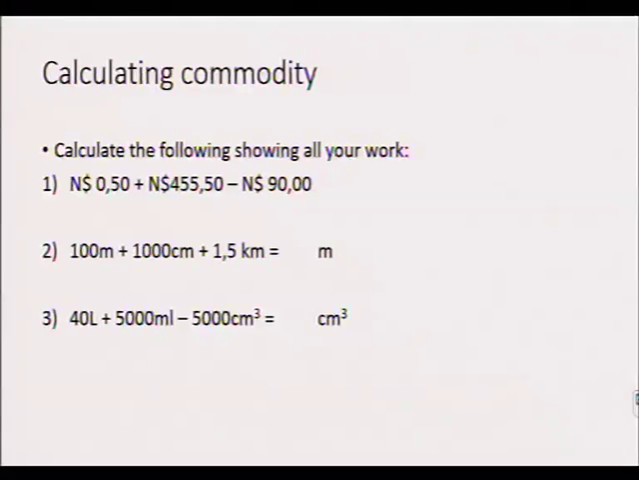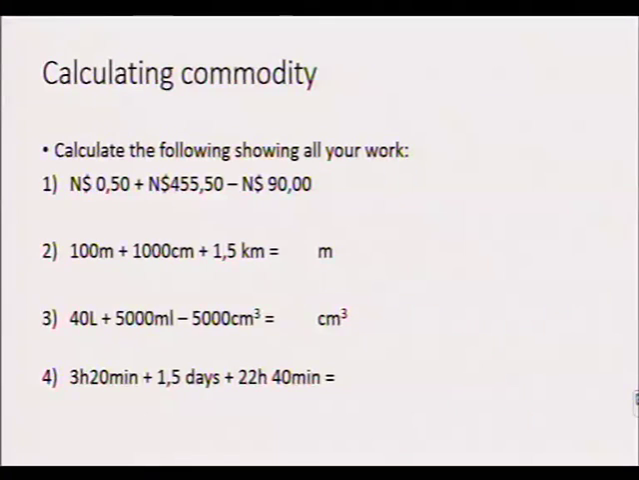And it's the same with the next one, which is 40 liters plus 500 milliliters minus 5,000 cubic centimeters. So for this one, they want your answer in cubic centimeters. And we know that cubic centimeter and milliliter are similar, which means that there is no conversion. All you need to convert here is your liters to cubic centimeters, and you convert your milliliters into cubic centimeters, and then you add for you to get the final answer.